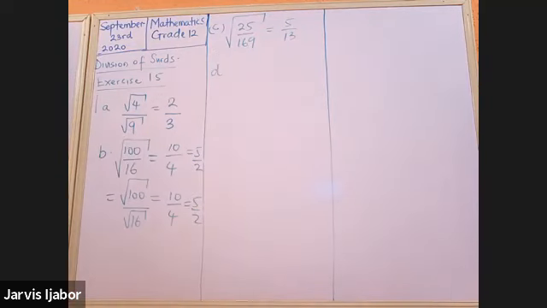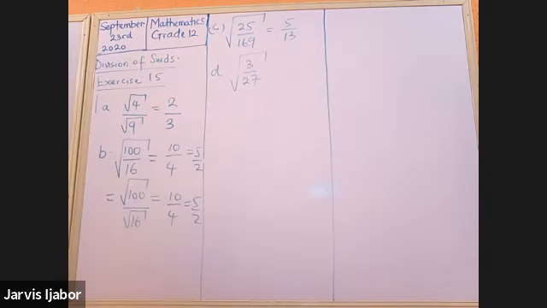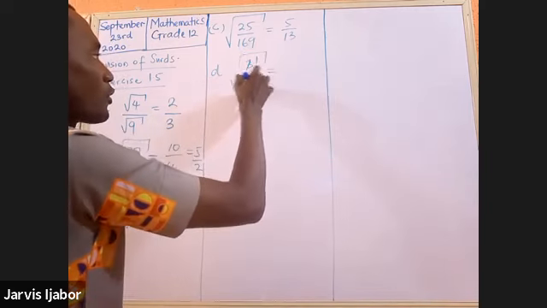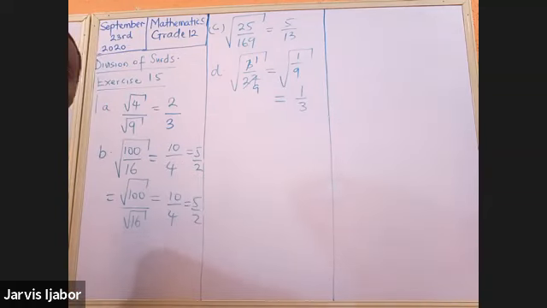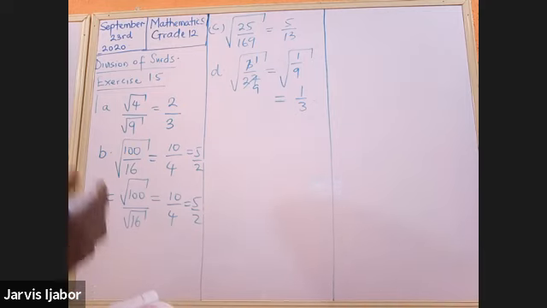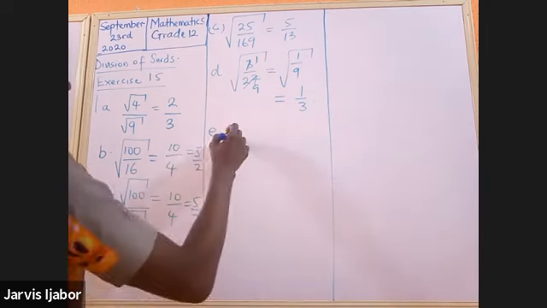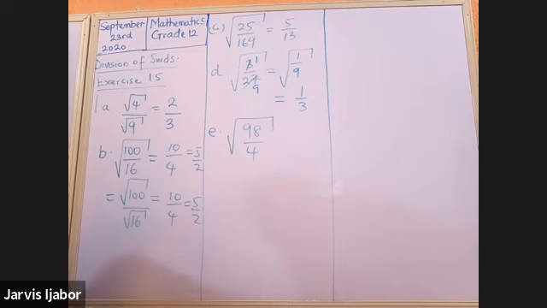Now in question D, the concept has changed a little. Square root of 3 over 27. Remember, you've been taught the concept of reducing fractions to the lowest terms. And this will give you what? 1 over 9. So that will be square root of 1 over 9, and that will be 1 over 3. So you see different approaches; you solve the questions as a function of what the question really requires of you. Let's look at E. In E, you're given the square root of what? 98 over 4. So the first thing you need to do is to reduce to the lowest.